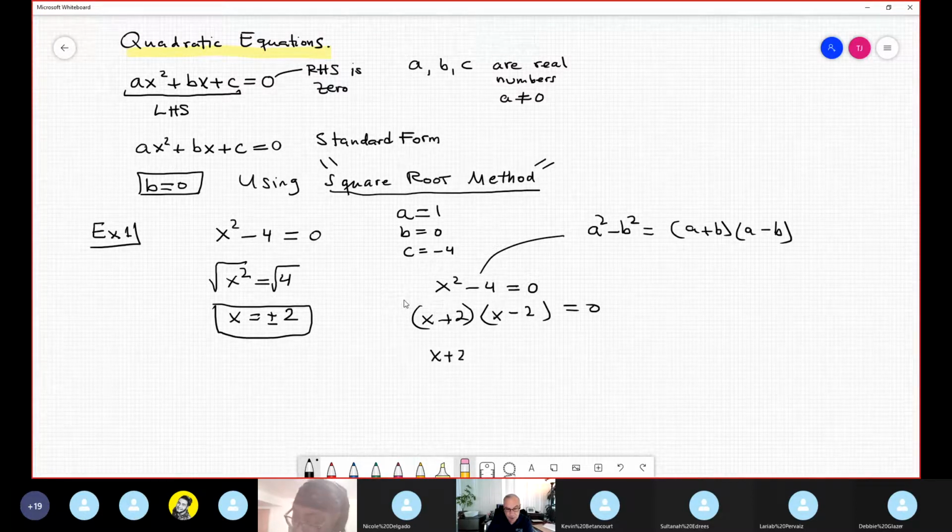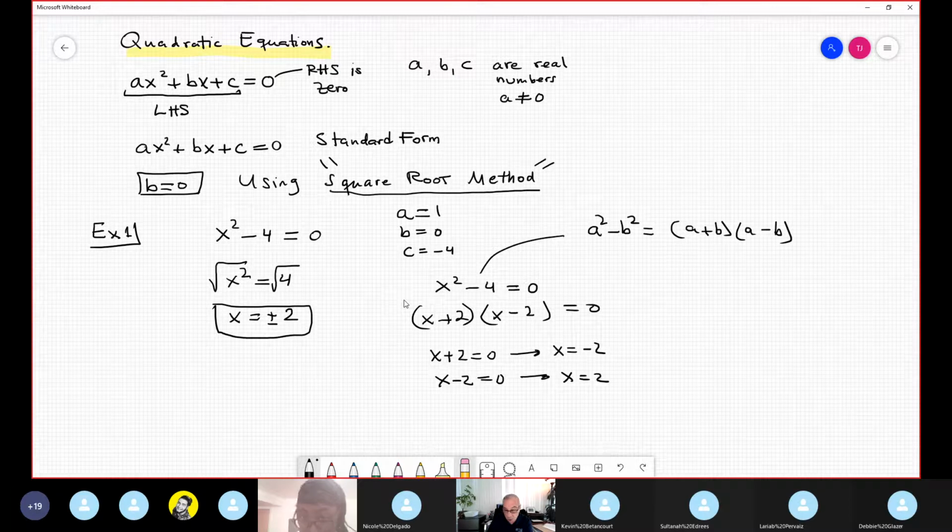x plus 2 equals 0. That means x is negative 2. And x minus 2, the second factor, equals 0, so x is positive 2. And we get the same conclusion: there are two solutions, plus or minus 2. You can represent them separately, negative 2 and positive 2, or, much better and more compact, plus or minus 2.